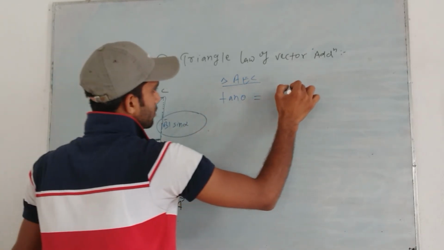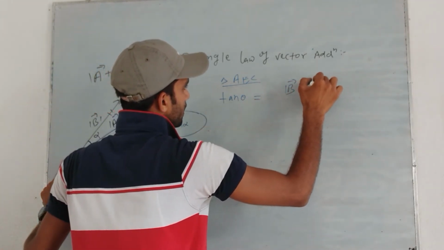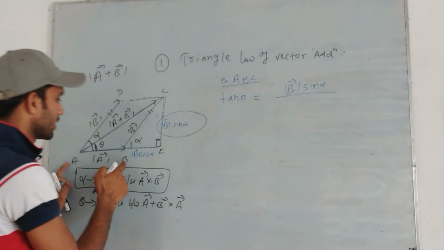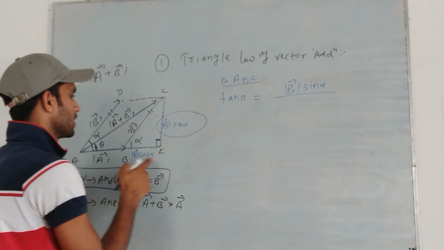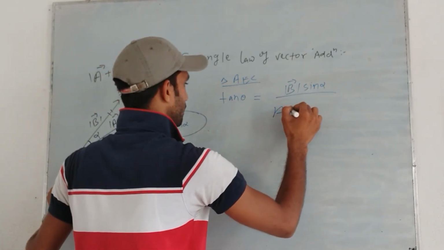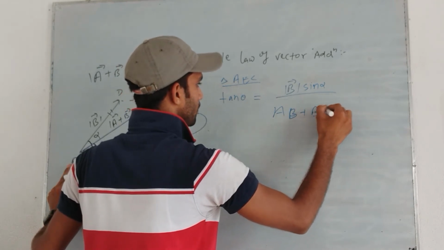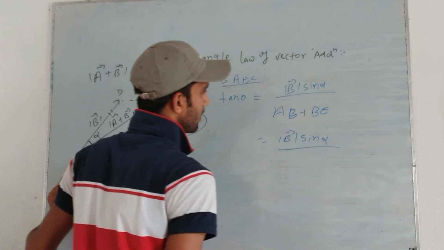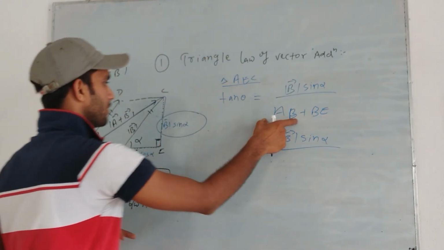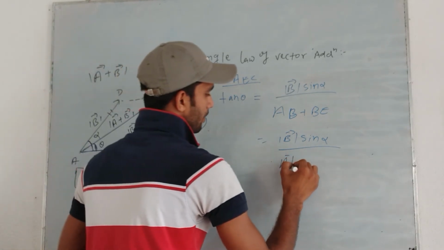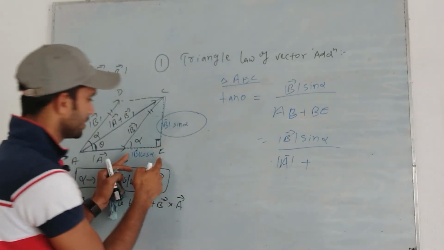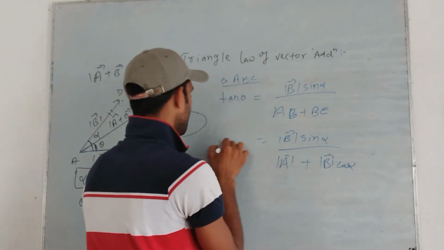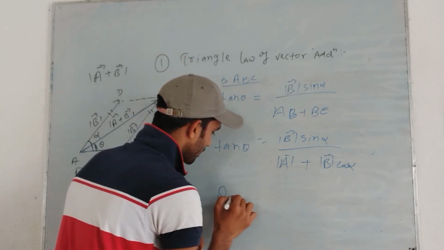So perpendicular upon base. Perpendicular is B sin alpha divided by what is your base? This is your base, AE. So what is the value of AE? AE is equal to AB plus B. So this is B sin alpha divided by what is the value of AB? AB is the magnitude of A plus, what is B? B is B cos alpha, right? So this is tan theta. From here you can find the value of theta.